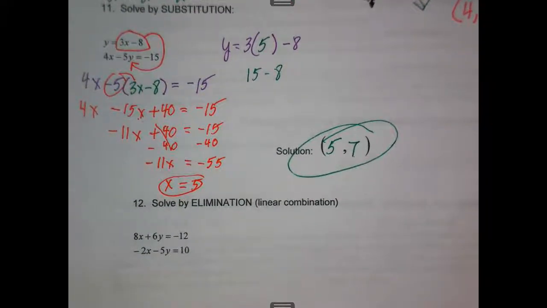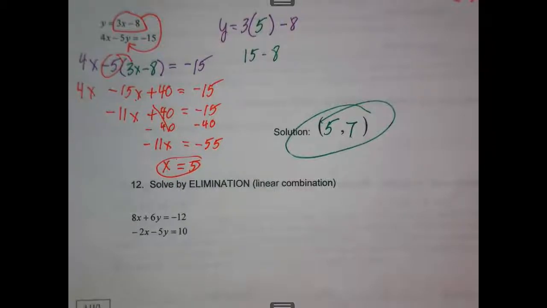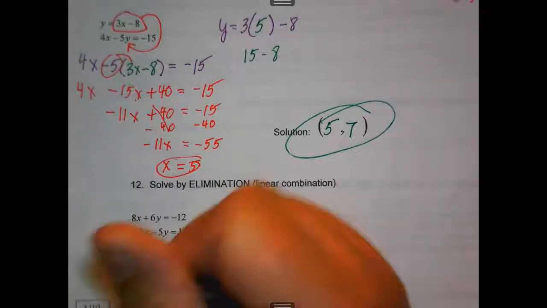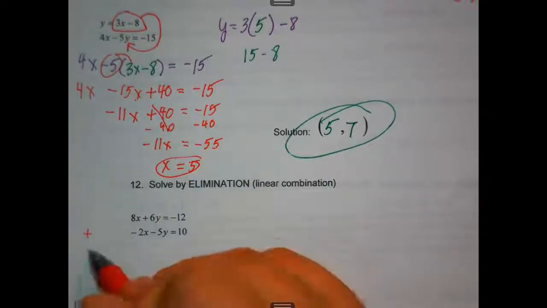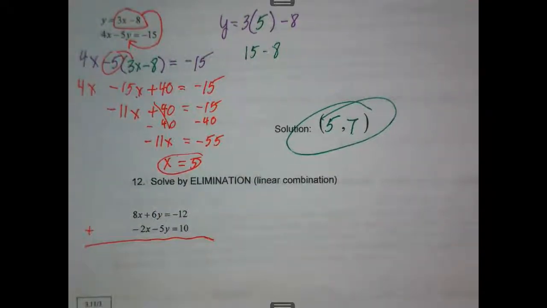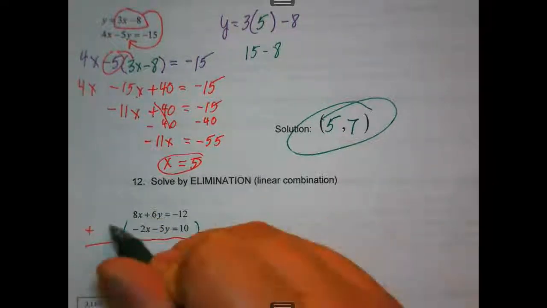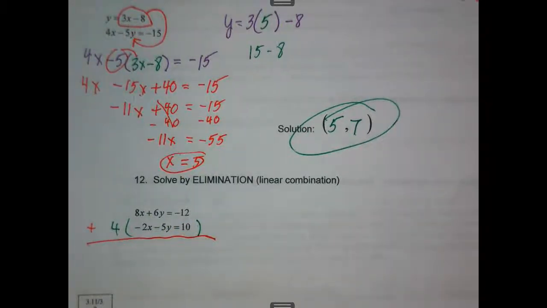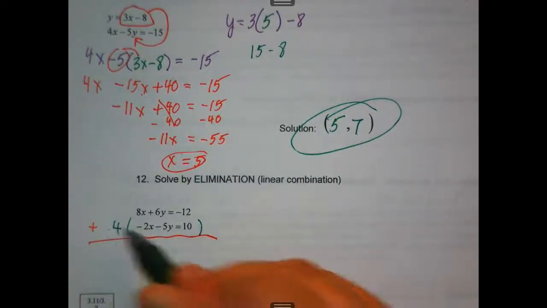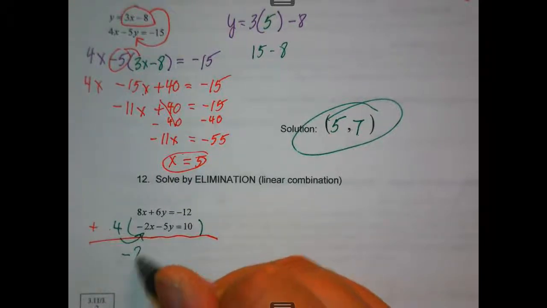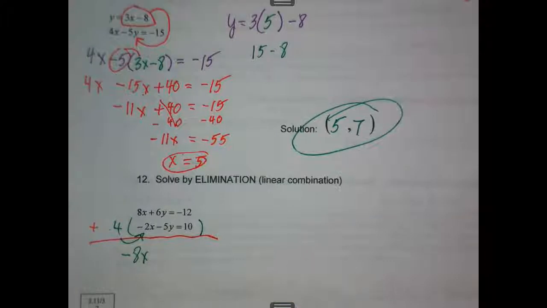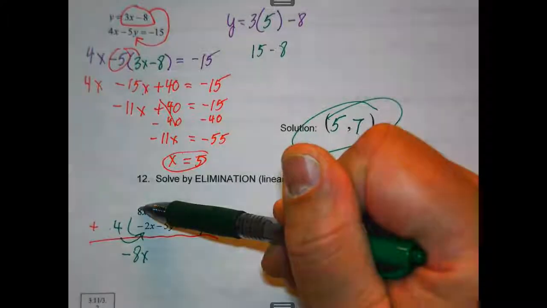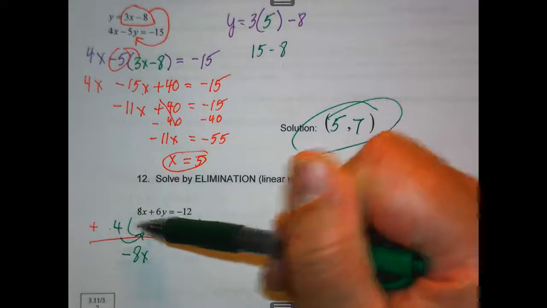Okay, elimination. We're going to have to add these together, right? But if I add these together, I'm not going to get anything eliminated. I'm going to multiply the bottom one by 4 because 2 is a factor of 8. That way I only have to multiply one equation. I don't have to worry about negative 4 because they're different signs. So 4 times negative 2x is negative 8x. 2 is a factor of 8. To get 2 to be 8, I multiply it by 4.